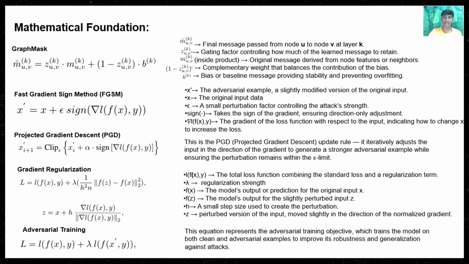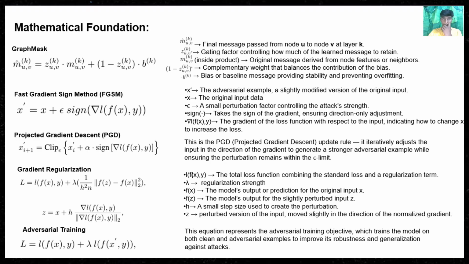Here the final message, m_uv, is passed from one node to another. The gating factor z_uv decides how much of the learned message to keep, while the remaining part is replaced with a bias term b^k. This mechanism helps highlight important node connections while preventing overfitting and ensuring stable message passing.